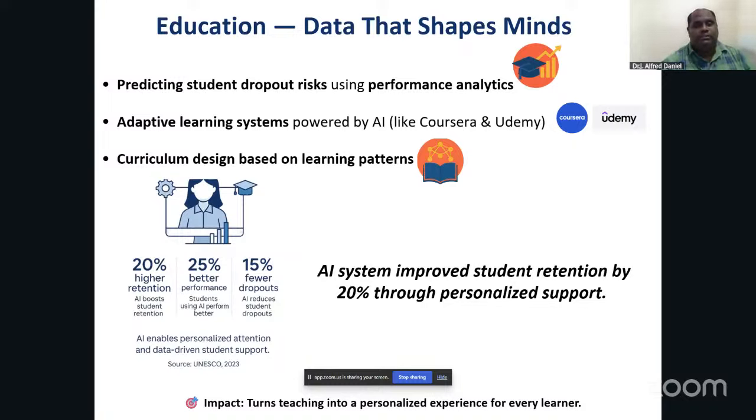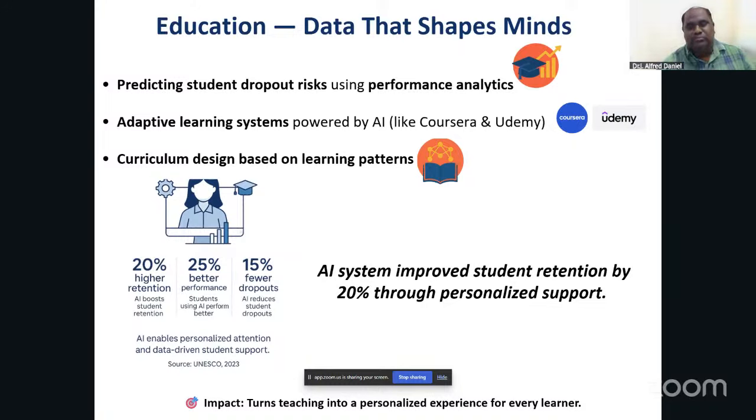Next is the adaptive learning system powered by AI. We are well aware that applications such as Coursera and Udemy are all powered by AI, which is an integral part of adaptive learning systems. The third one is important: curriculum design based on learning patterns. Based on students' learning patterns, the curriculum is designed as per their knowledge level and understanding. AI plays a predominant role in that kind of aspect.